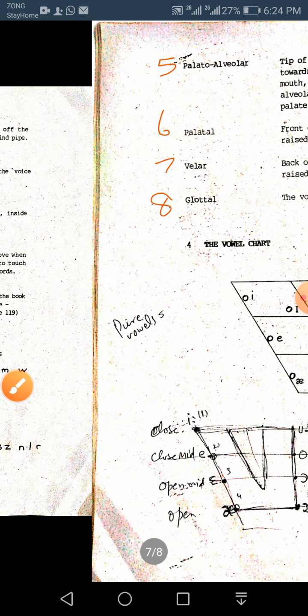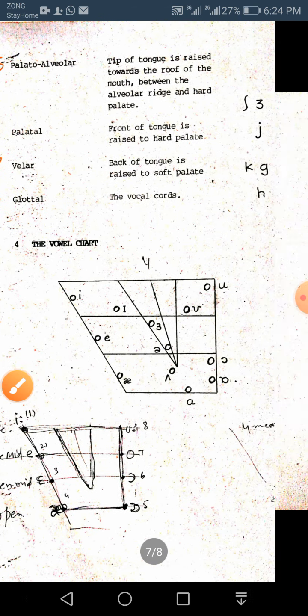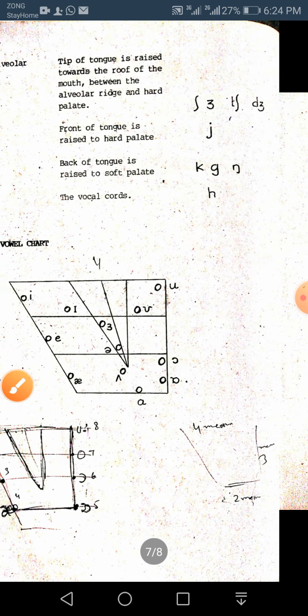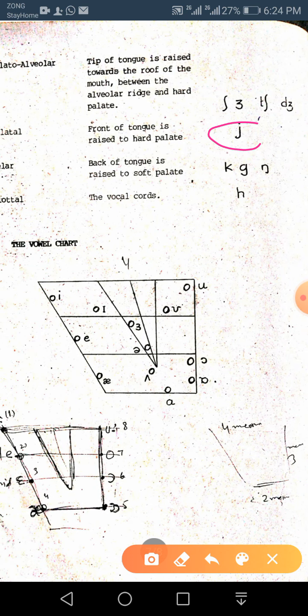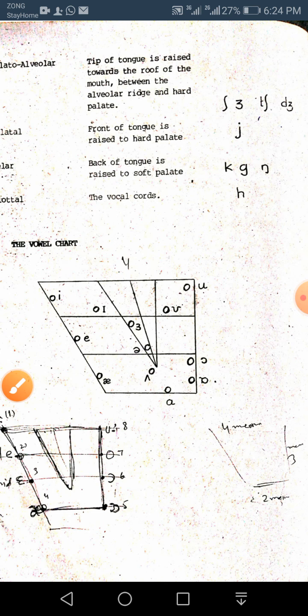Now we have another place of articulation, palatal. It is the hard palate. The front of the tongue is raised to the hard palate. Here one sound is mentioned, this one, j, like when we say jam in English. This is the word jam, and it is transcribed phonetically like this. So this sound, j.